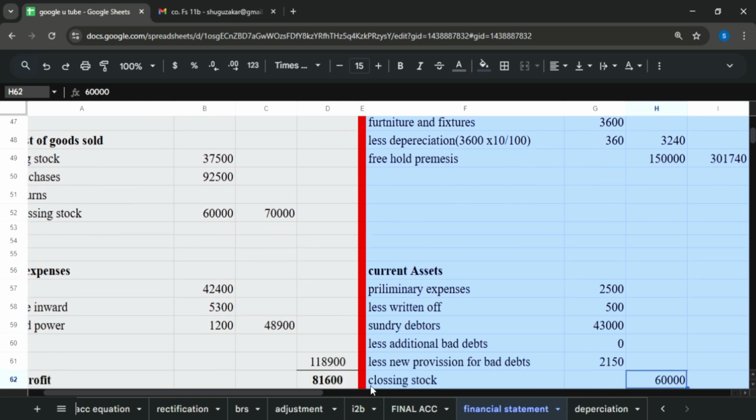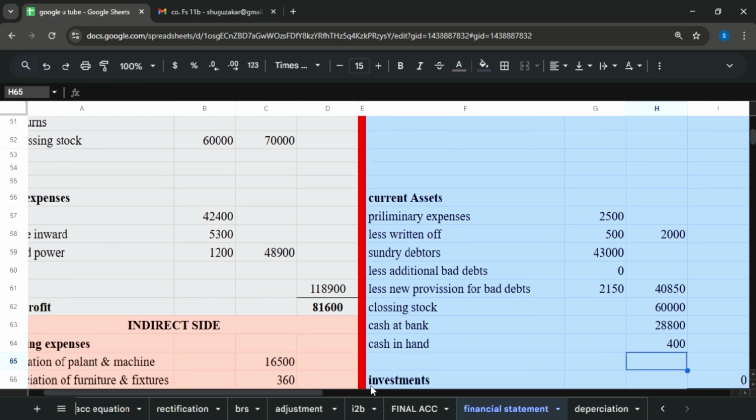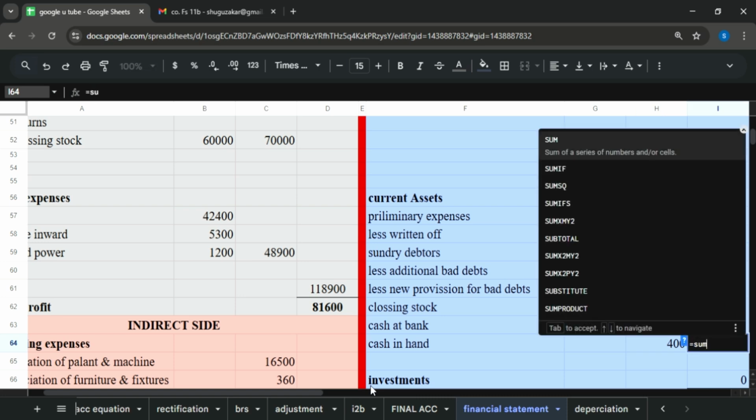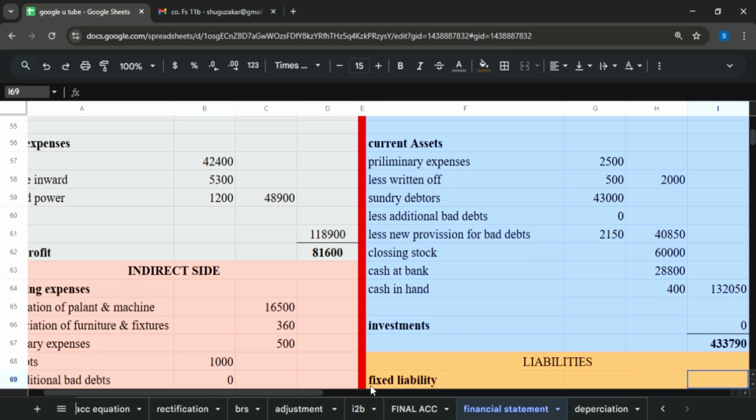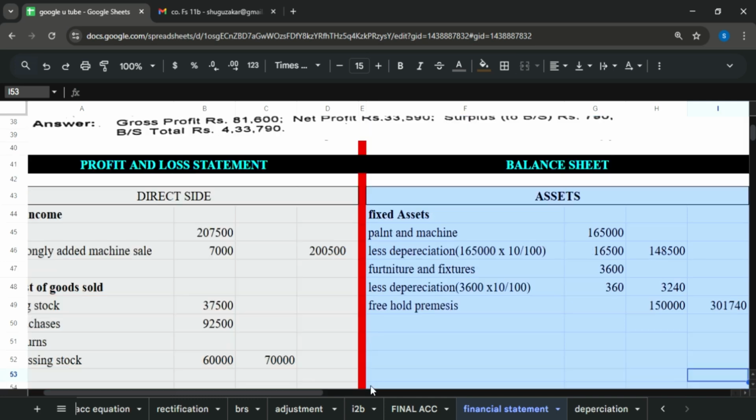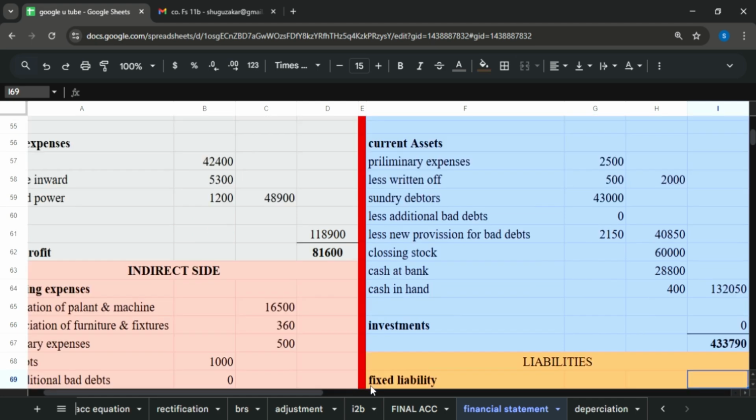Let's see how to complete our current asset side. We have got preliminary expenses, subtract written off. Then we have got debtors, less additional bad debt, less new reserve. We have got the amount of debtors as well. Nothing else is to be calculated. We can now take the sum of all current assets. As you have seen, no investment is present, so when you take the sum of all fixed assets, current assets and investment, you have got this sum.